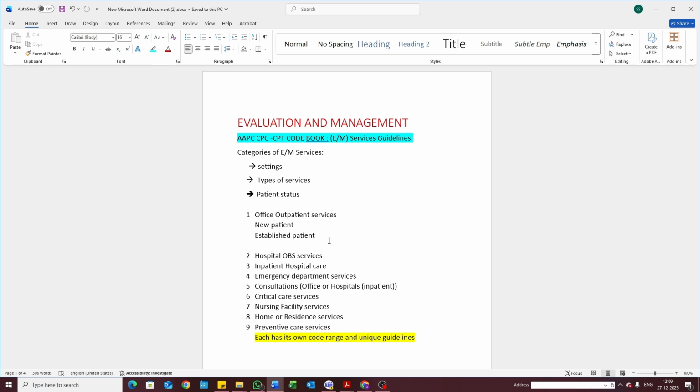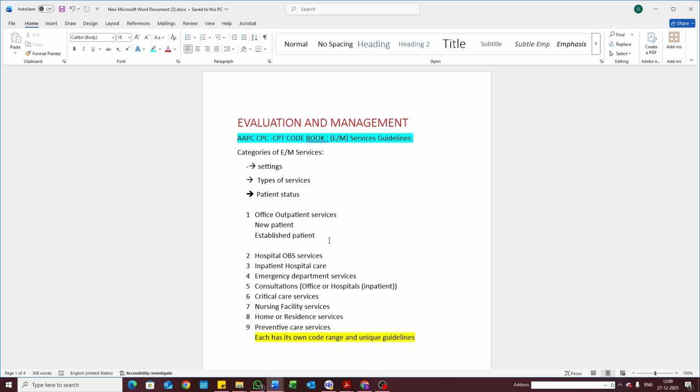So basically, what is evaluation and management? As the name indicates, evaluation means to evaluate, and management means to manage those conditions, to manage those particular problems.